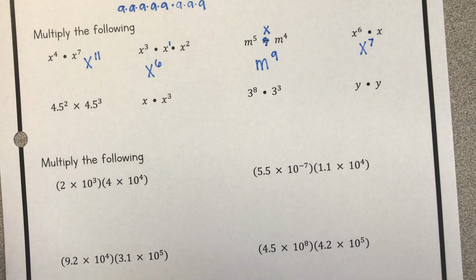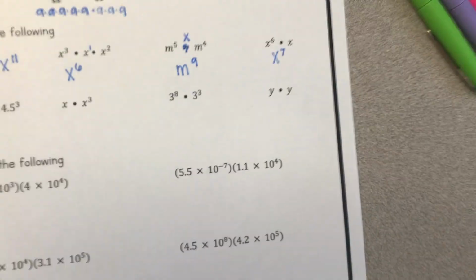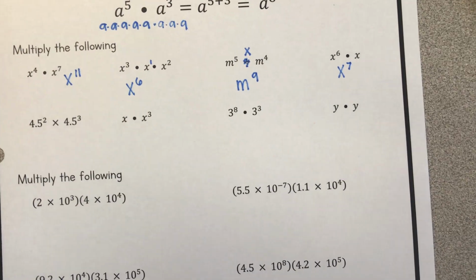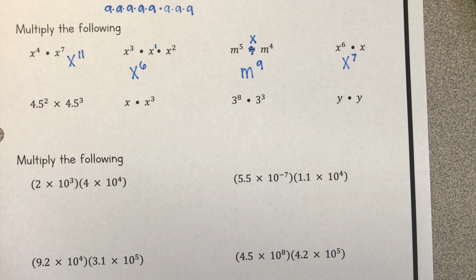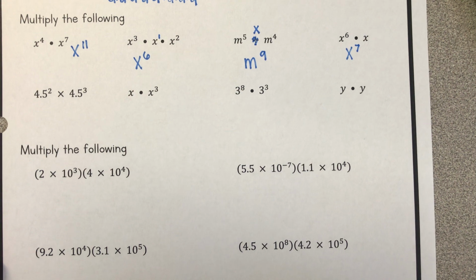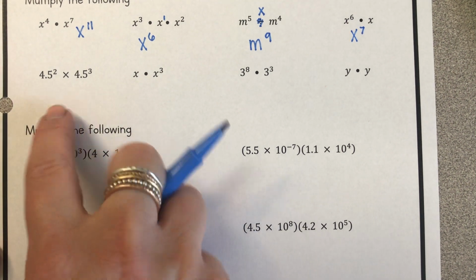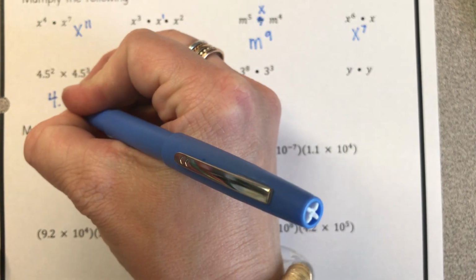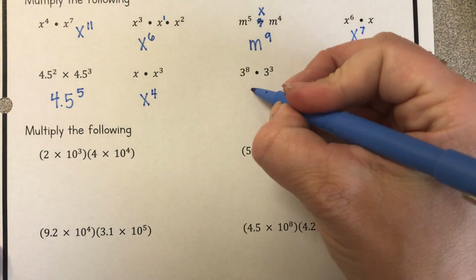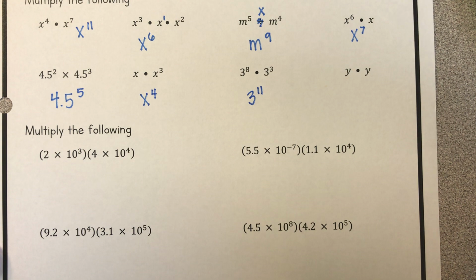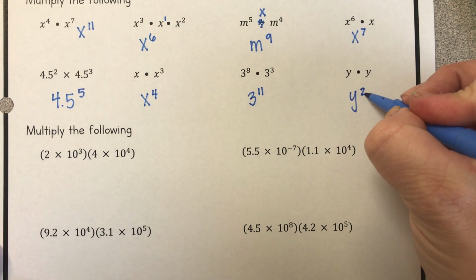So why don't you pause it for just a second. I'm going to fix my phone here. Okay, and do that bottom row right here, so pause it, do those 4 questions, then come back and we'll check your answers. Okay, this one you should have 4.5 to the 5th, x to the 4th, 3 to the 11th, and then y squared.